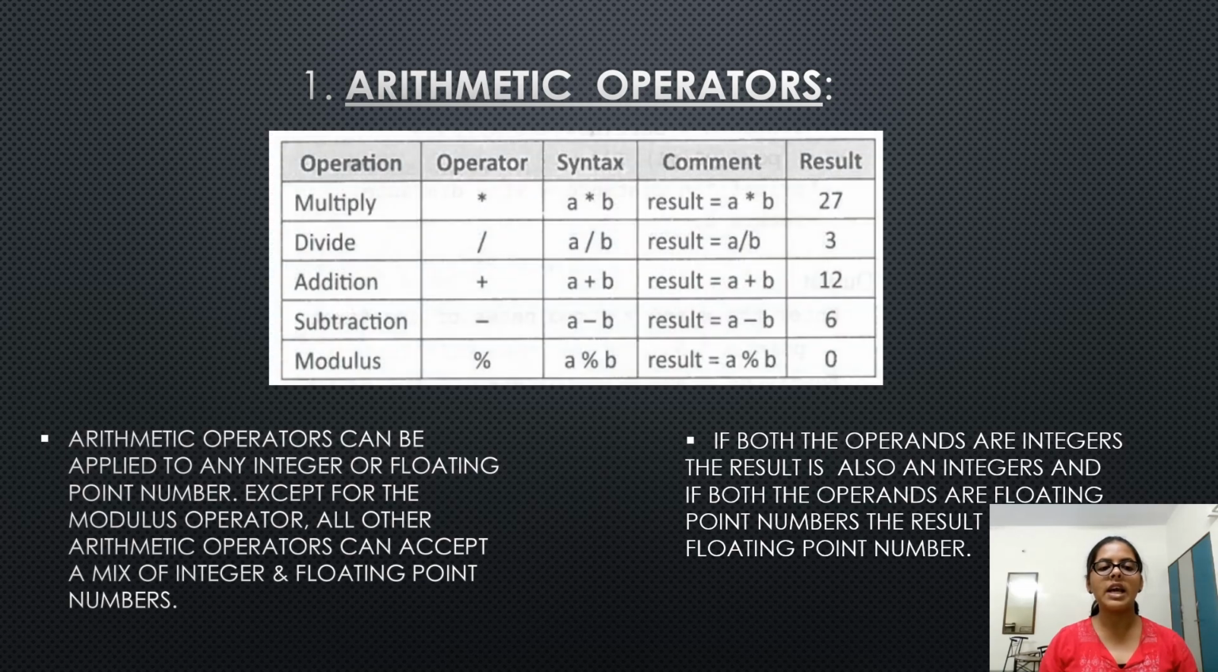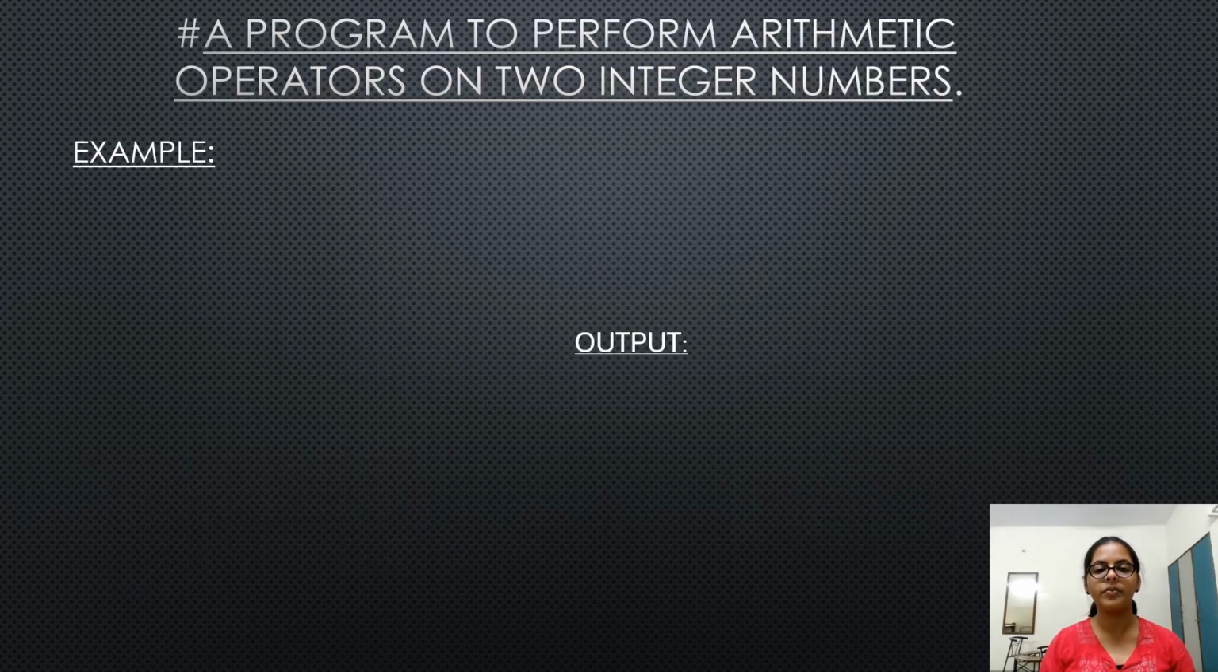Arithmetic operators can be applied to any integer or floating point number. Except for the modulus operator, all other arithmetic operators can accept a mix of integer and floating point numbers. If both the operands are integers, the result is also an integer. And if both the operands are floating point numbers, then the result is also a floating point number.